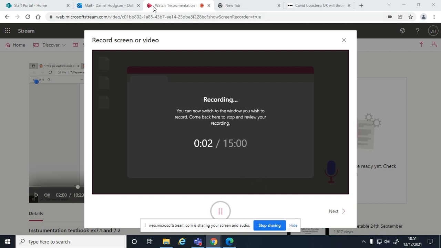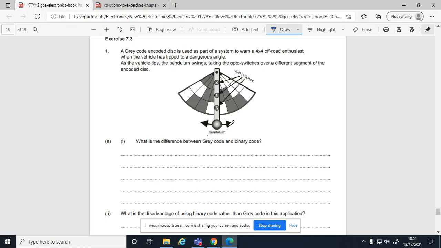Okay, I'm going to go over part 7.3 on this. I'm going to show you the mark scheme for these first two rather than write it down. But basically, what you've got here is a grey code encoded disk. Obviously, the pendulum will swing as the car goes up and down ramps and things like that off-road. Obviously, it's going to give you an answer in grey code.